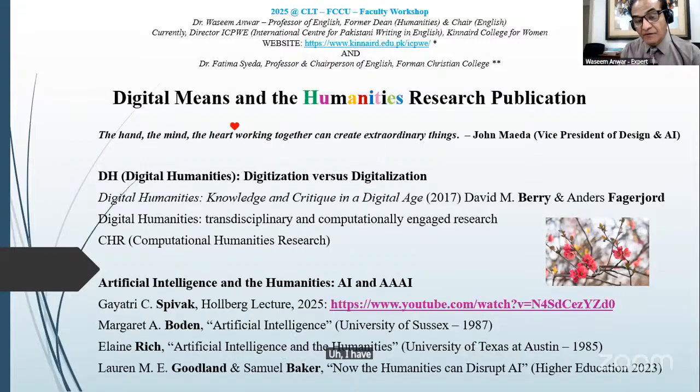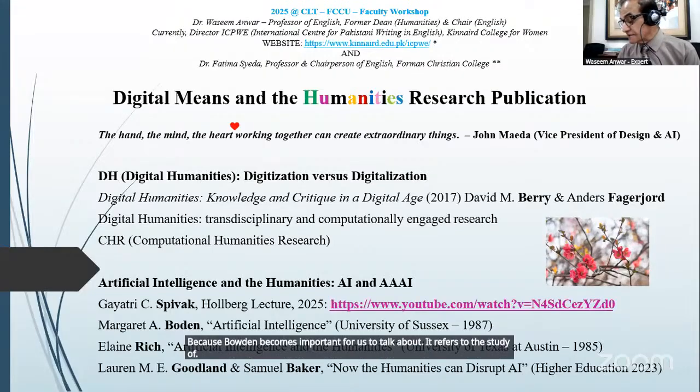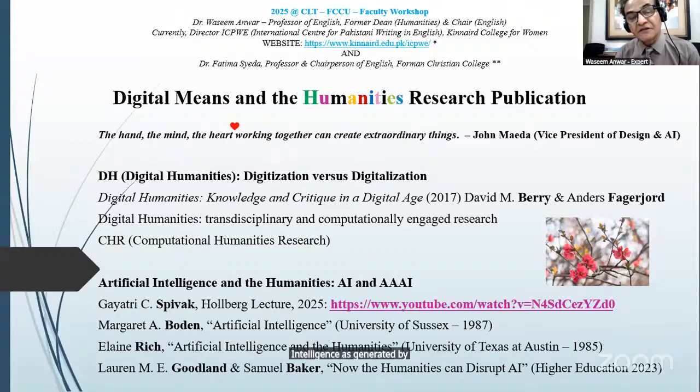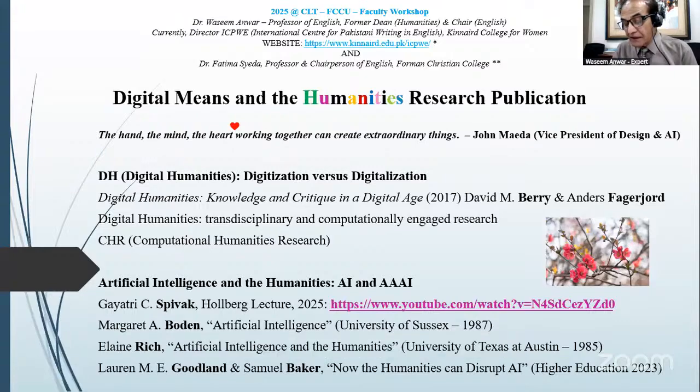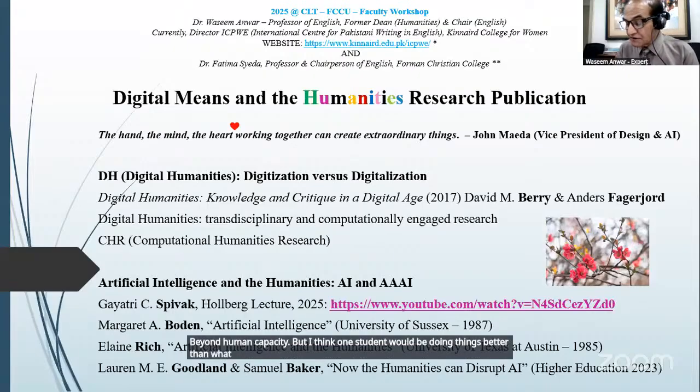I have referred here to Bowden, because Bowden becomes important for us to talk about since it refers to the study of intelligence as generated by the machine. So I think our focus is not just the artificiality of intelligence, but the intelligence itself. Also, how computers do things we think are beyond human capacity, but I think humans still could be doing things better than what the machine does for us.